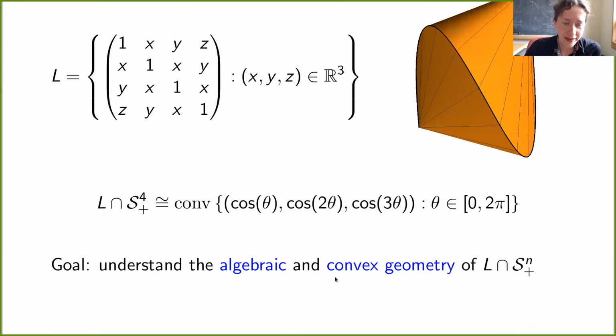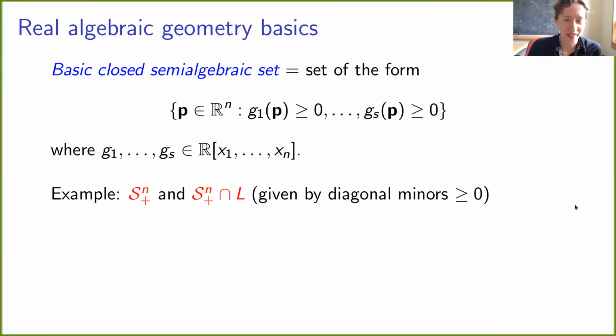And so one thing we want to do is understand the geometry of this thing. At least for me, it makes sense to understand them from the point of view of either algebra or convex geometry. So just as a crash course on real algebraic geometry, a basic closed semi-algebraic set is something defined by some polynomials. It's a set of points in R^n that make some collection, g1 through gs, of polynomials non-negative.